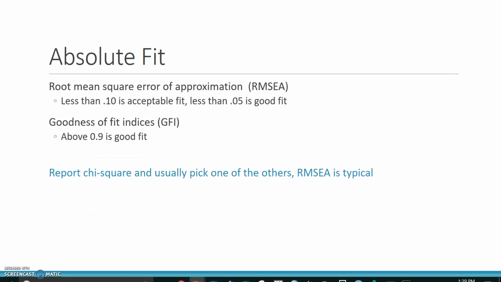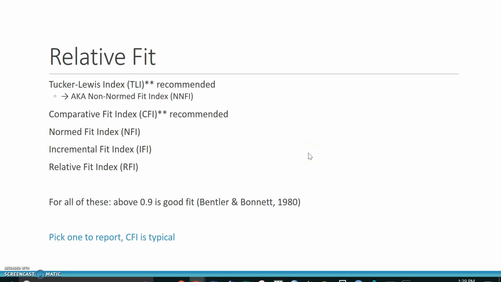So for absolute fit, these are two that I recommend. I typically report RMSEA. Less than 0.10 is acceptable, but really it's less than 0.08 if you want to get published, and less than 0.05 is even better. So I would report a chi-square, and then I usually pick RMSEA.